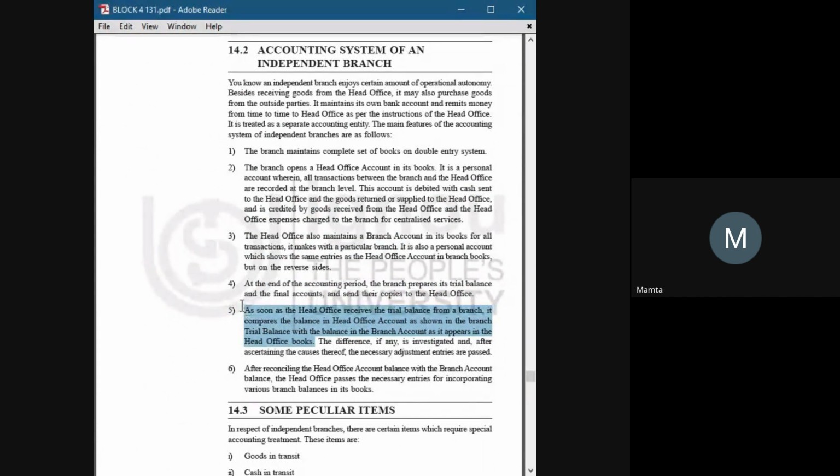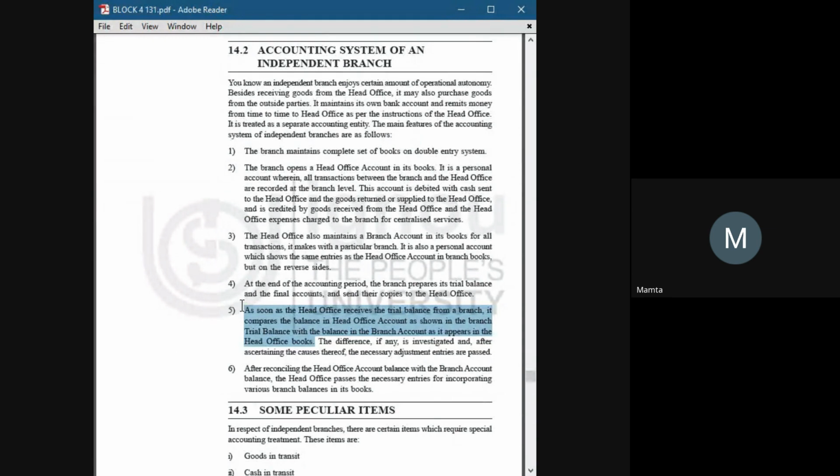That means, as we know, in independent branches, the branch also prepares the head office account and the head office also prepares the branch account. So what happens when the year ends? They just send a copy to each other. Generally, the branch sends a copy of its final accounts to head office, and head office does only one thing: compare. They just compare the accounts which they have prepared for us and which we have prepared for them.